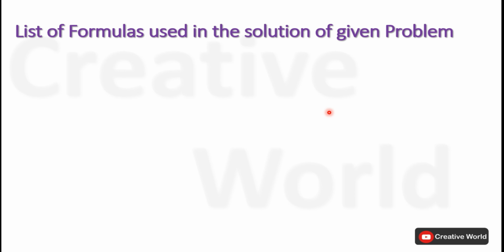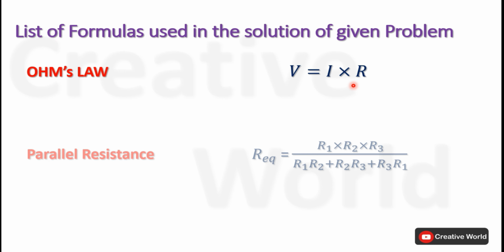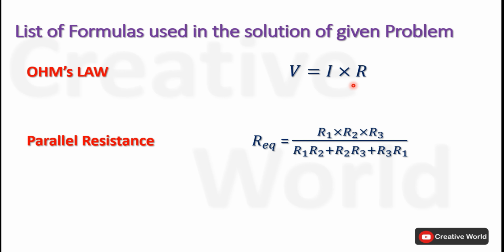While solving this problem, we will be using Ohm's law. According to Ohm's law, voltage across any resistance R is always equal to the product of current through that resistance and the value of resistance itself. We also will be using the parallel equivalent resistance calculation formula. R equivalent of three parallel connected resistances is calculated using this equation.